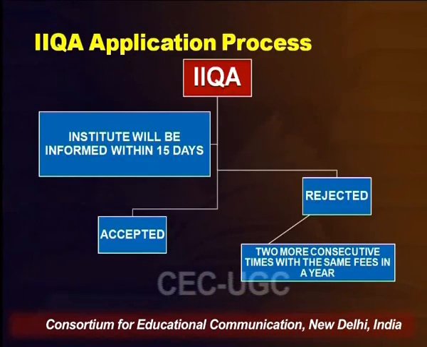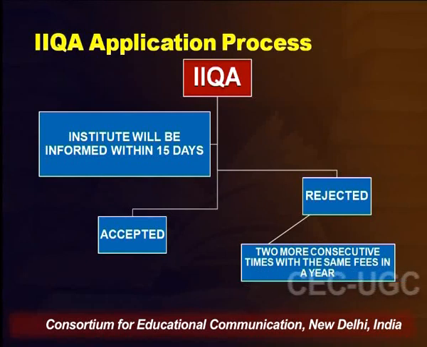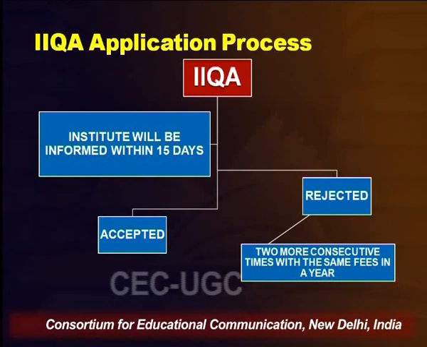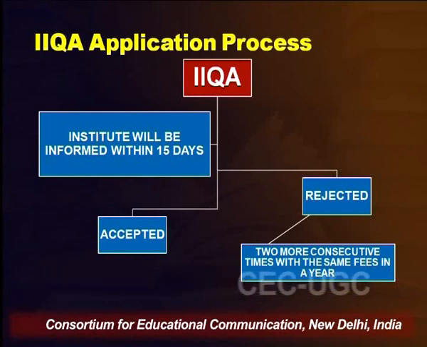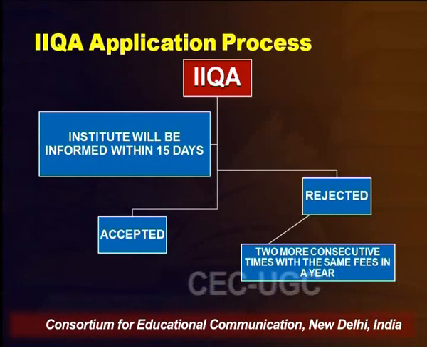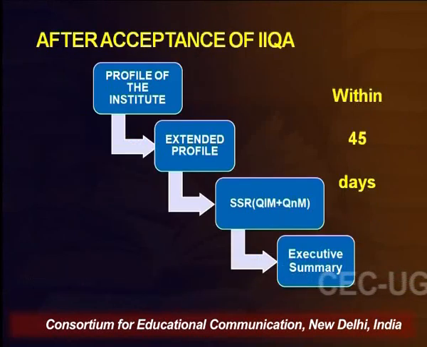The institutions have to be ready with all the information, the student satisfaction survey, data templates, etc. Now let us do this IIQA application. For the IIQA application, the institutions will be informed within 15 days. Either the result is that you get accepted or you are rejected. If you are rejected, two more consecutive attempts with the same fees in a year are allowed.